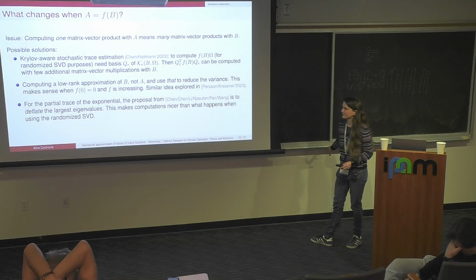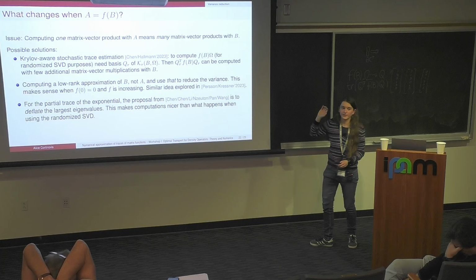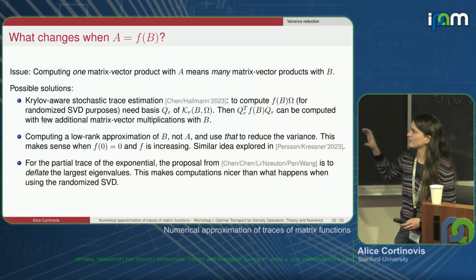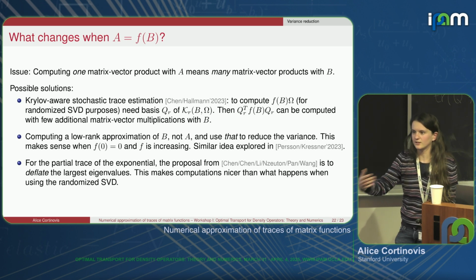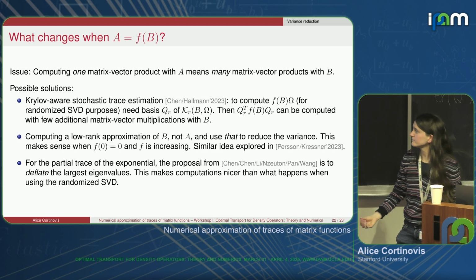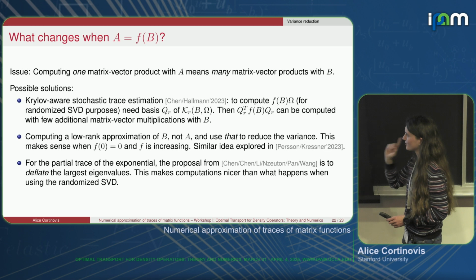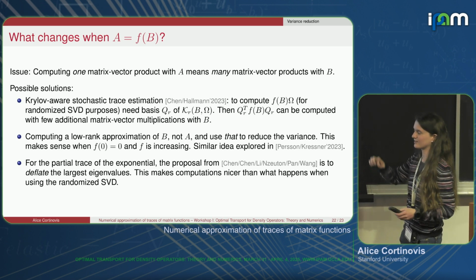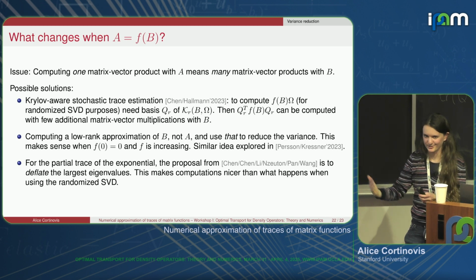Another idea that I think is very promising is, instead of looking at low-rank approximation of A, look at the low-rank approximation of B, and then try to incorporate that. Because to get a low-rank approximation of B, you really just need matrix vector products with B. This is super interesting. I think it only makes sense if f is increasing and f of 0 is equal to 0, or if you somehow can reduce to that case.